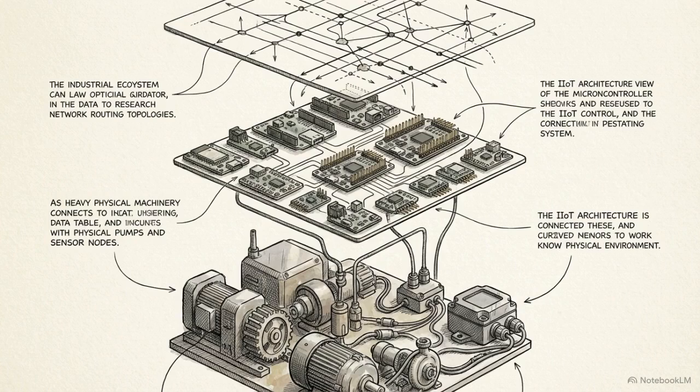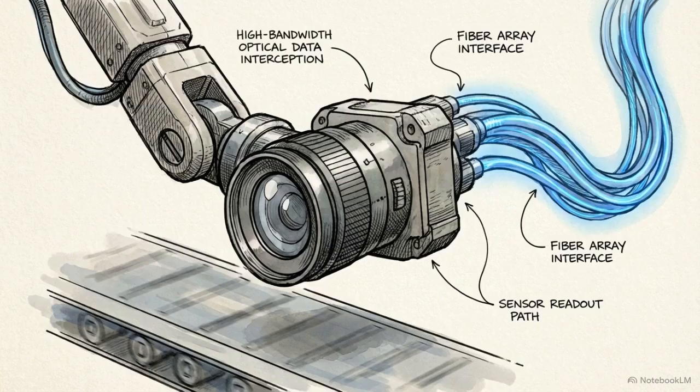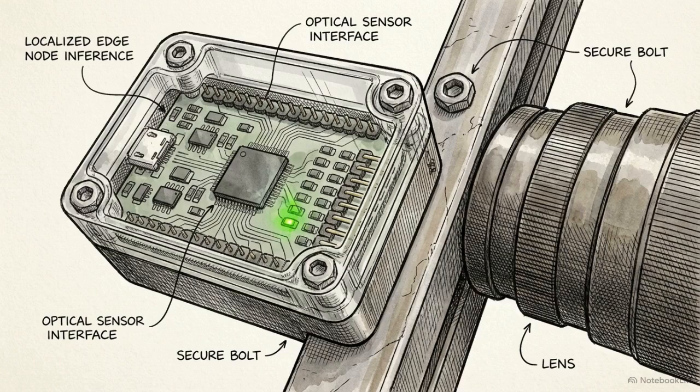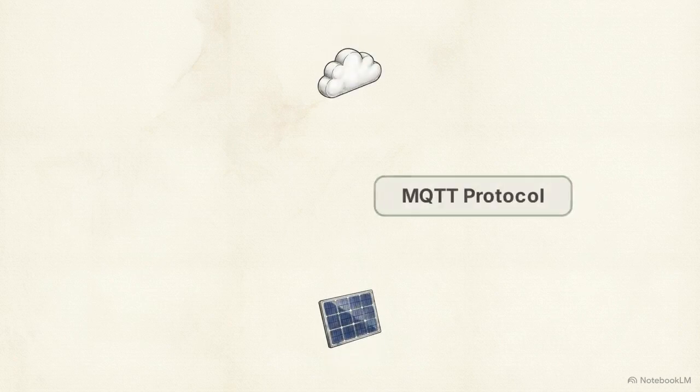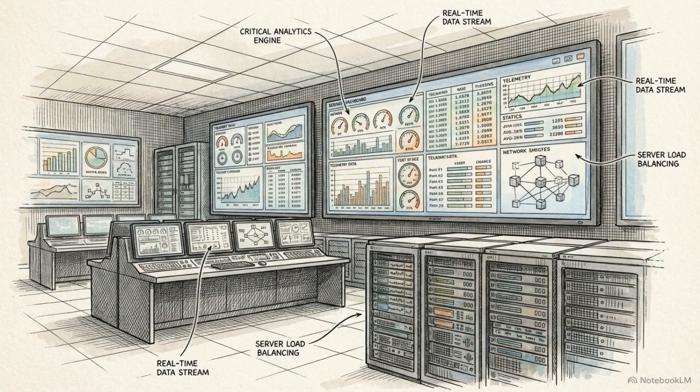This 3D blueprint maps the complete integrated IIoT architecture we've built. Down on the floor, massive, high-bandwidth optical data is intercepted and kept strictly localized at the edge node, executing instant machine vision inference for quality control. Meanwhile, lightweight supervisory telemetry from the factory's power grid is routed efficiently upward via MQTT protocols directly to the cloud. Once there, that telemetry powers critical analytics.